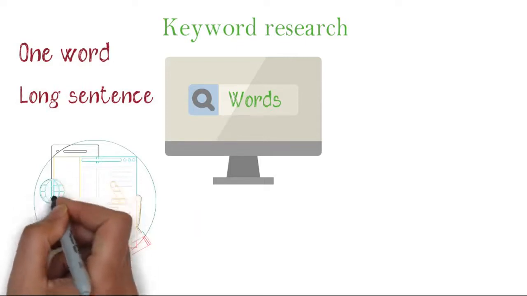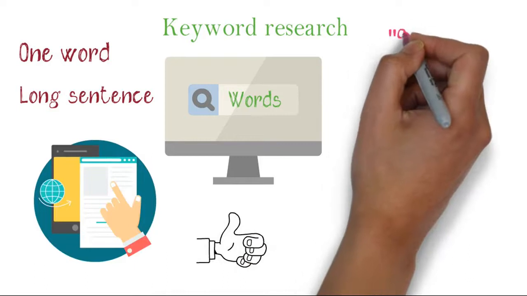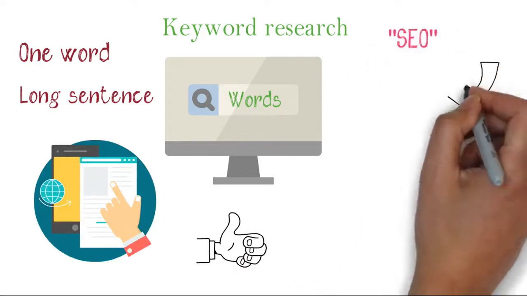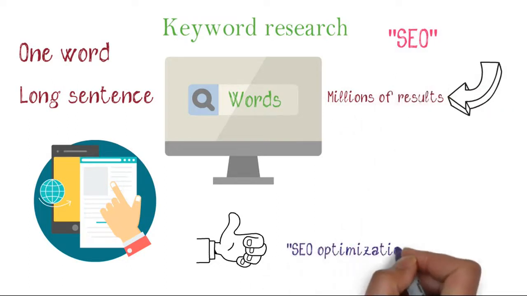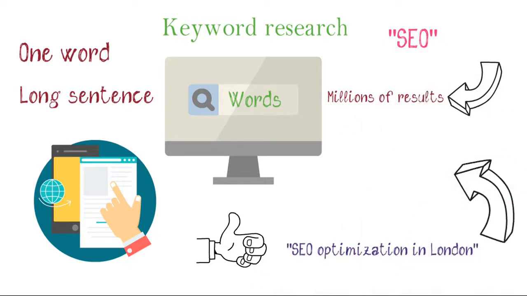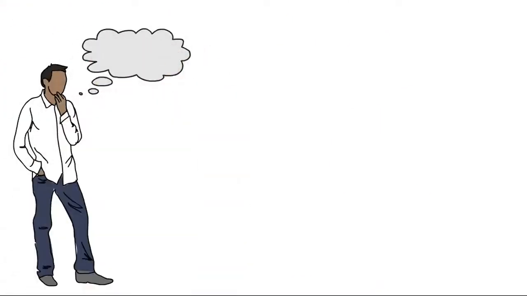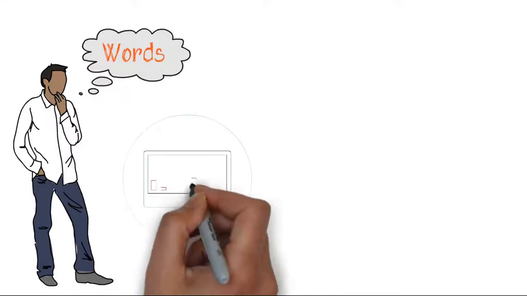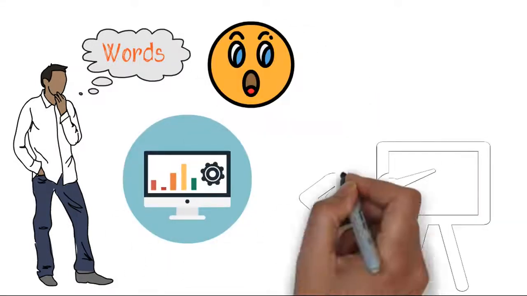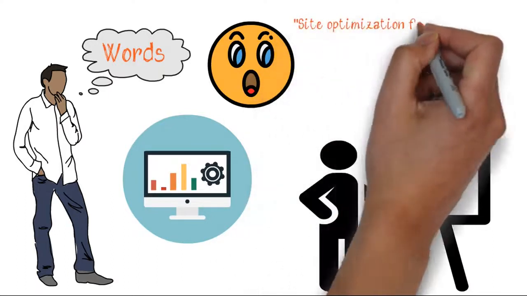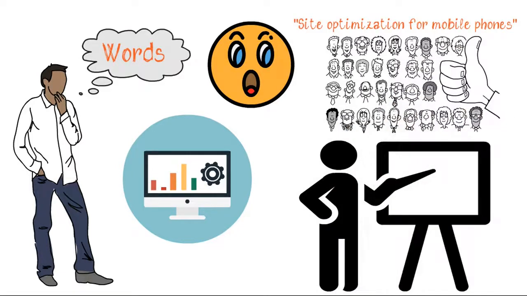For example, if you type in the word SEO, you will get tens of millions of results, but if you type SEO optimization in London, you will get even better results. However, it is often not always clear which words to include when optimizing. There are even often surprising results. There we may learn that there is a lot of interest in searches for example, the term site optimization for mobile phones. In this case, you will do your best to utilize this interest and attract future customers.